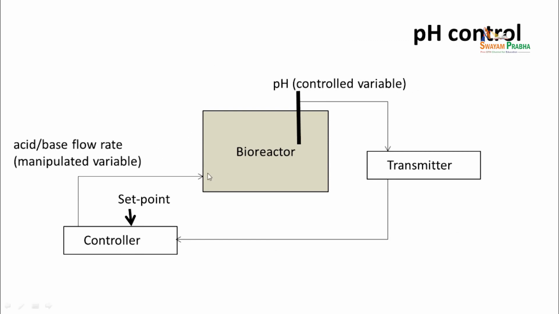The schematic for pH control is something like this. pH is the controlled variable which is measured through the pH probe. The pH value, which is measured electrochemically, is sent to the transmitter to the controller. There is a set point which is optimal for the cultivation that is set here. Actions are taken to manipulate the acid or the base flow rate, that is what is the manipulated variable here, into the bioreactor to maintain the pH at a preset value.